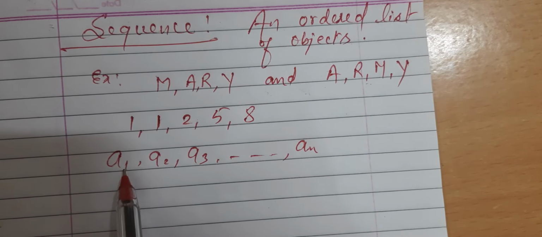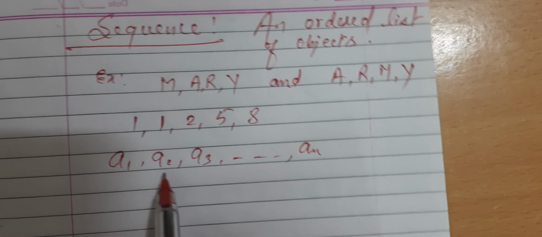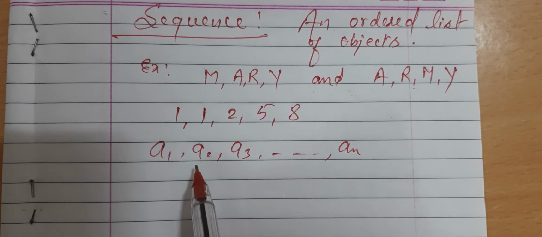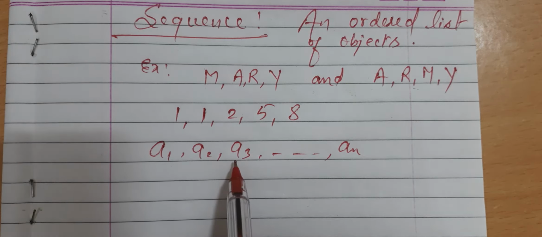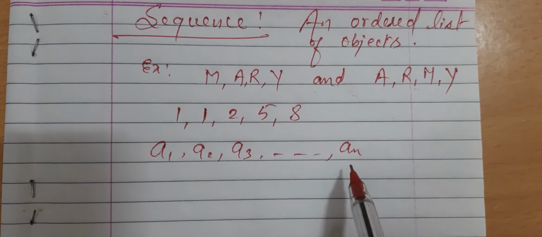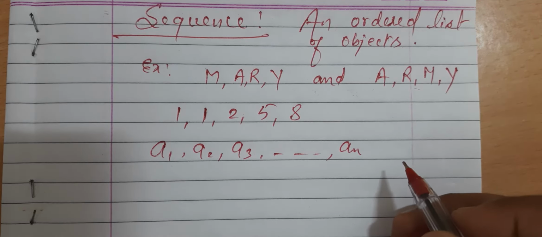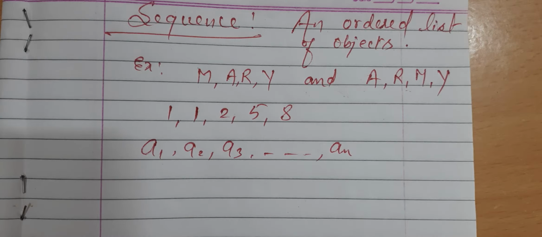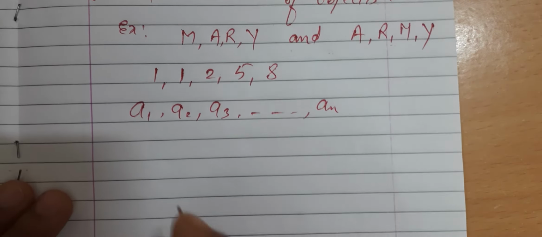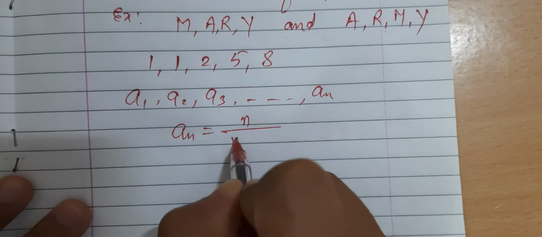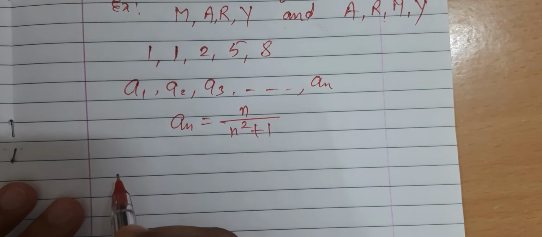So this is the general way to write a sequence, where A1 represents the first term of the sequence, A2 is the second term, A3 is the third term, and so on, and AN is the nth term of the sequence. So if we are given the nth term of a sequence, then we can find any term, okay.